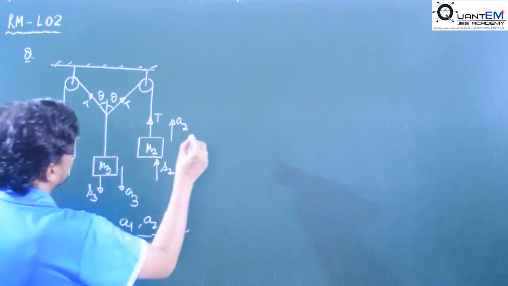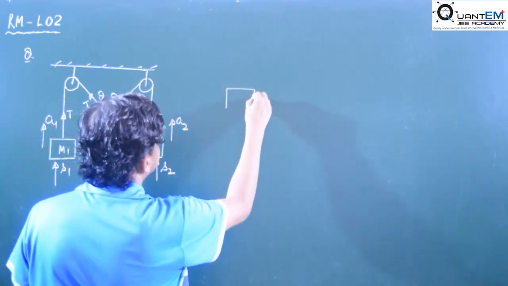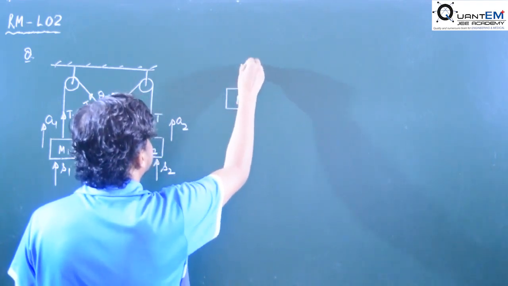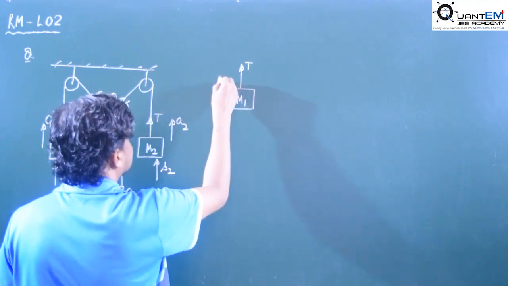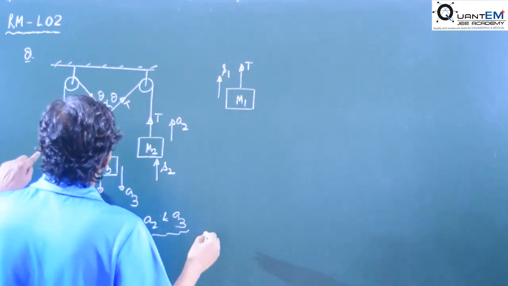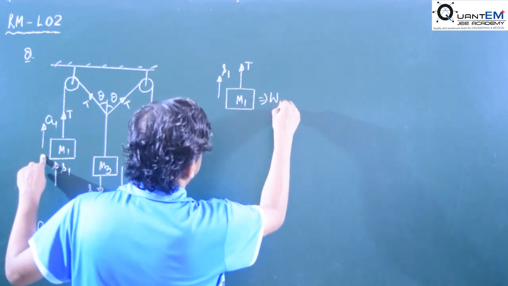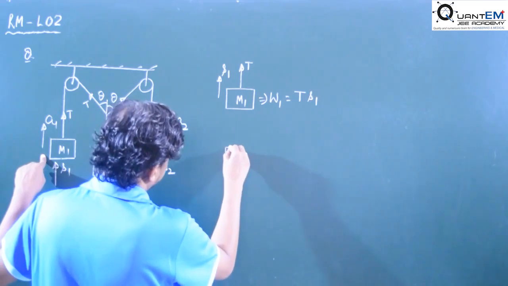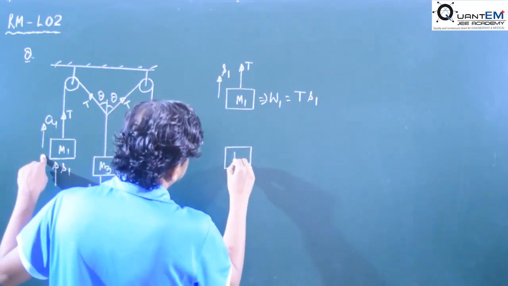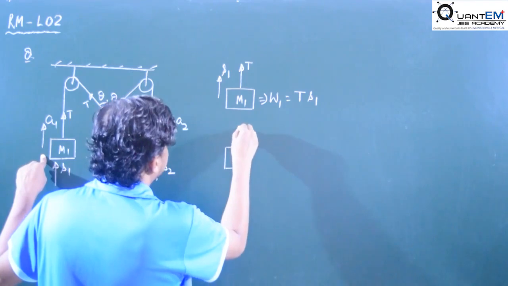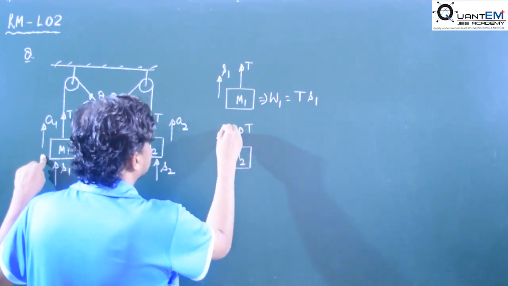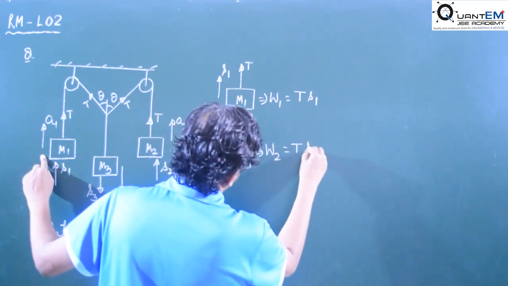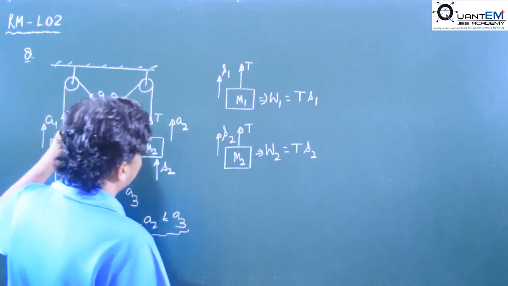So now for the first mass, see, we have mass M1, tension is in the upward direction and also displacement in the upward direction. So what is the work done here? T S1. For the second mass, tension we have T and displacement we have S2. So work done we have what? T S2.